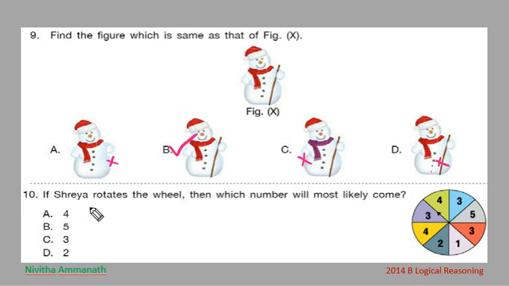Next one, if Shreya rotates the wheel, then which number is most likely to come? That is, most likely to come is how many times 1 occurs. That is 3 times occurs, 4 is 2 times occurs, 5 is 1 time and 1 is 1 time and 2 is 2 times. So most likely to come is 3. That is 3 times is here 3. So 3 is most likely to come. Next question.